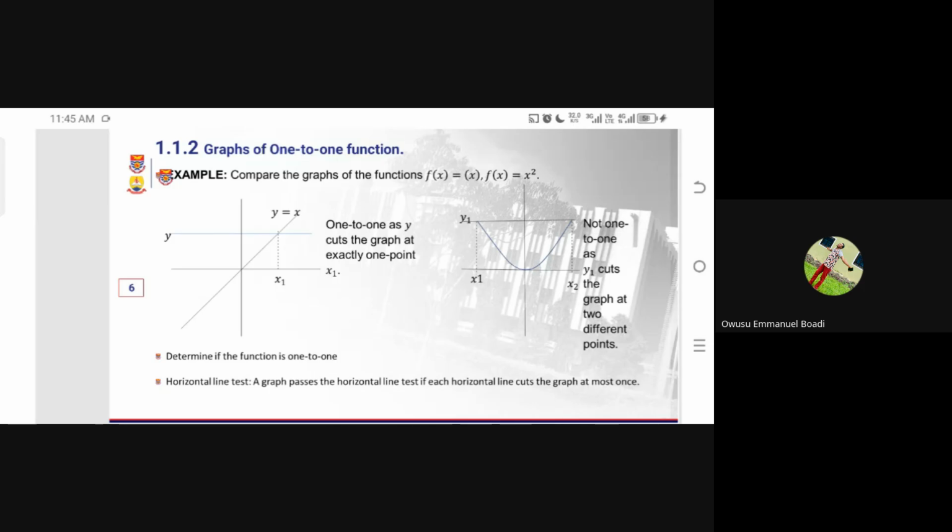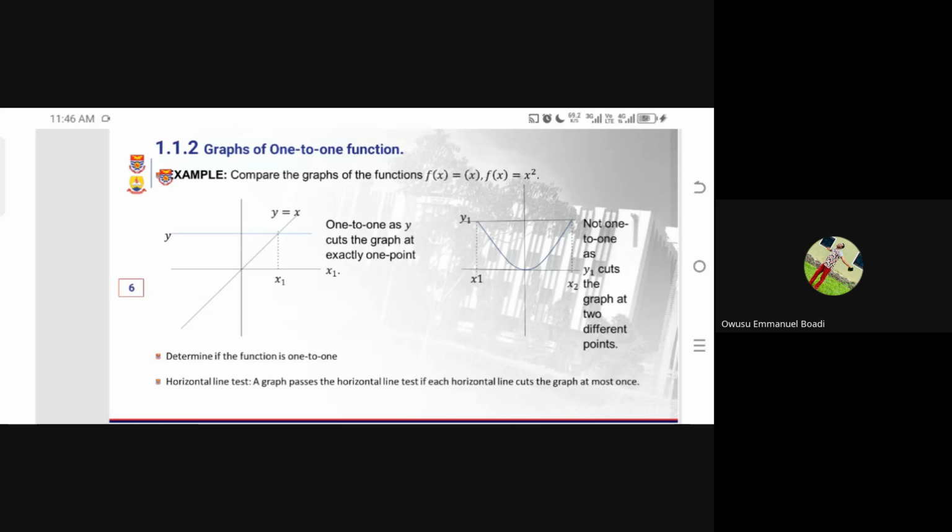That is x1 and then x2. And because it is cutting 2 points on the graph, it is making it not one-to-one. So we can conclude that all linear functions are one-to-one, and most quadratic functions are not one-to-one. Or let's say all, because at the end of the day, you get the graph cutting two sides, which will not make it one-to-one.